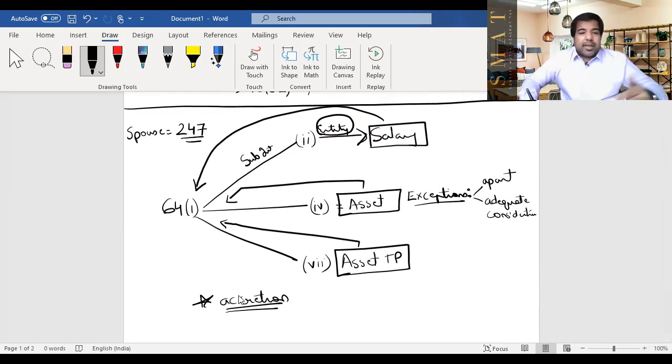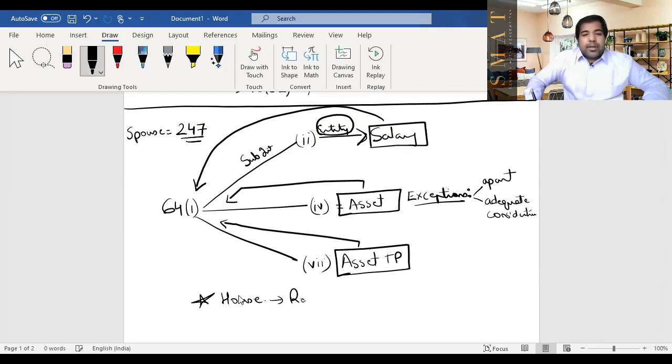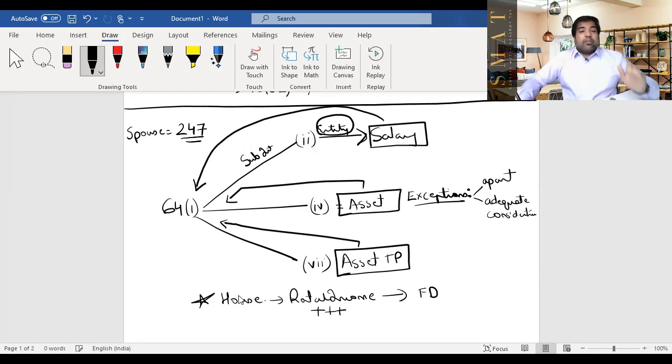But that income, if it's ahead, so example, let's say you transferred a house to your spouse, and from spouse there is some rental income. That rental income will be added into your hands. This is clubbing will apply to this one. But if that rental income is used to make an FD, that income will not be subject to clubbing here, because your wife or your spouse has the brains to do second level of income. So the second level of income will not be added.